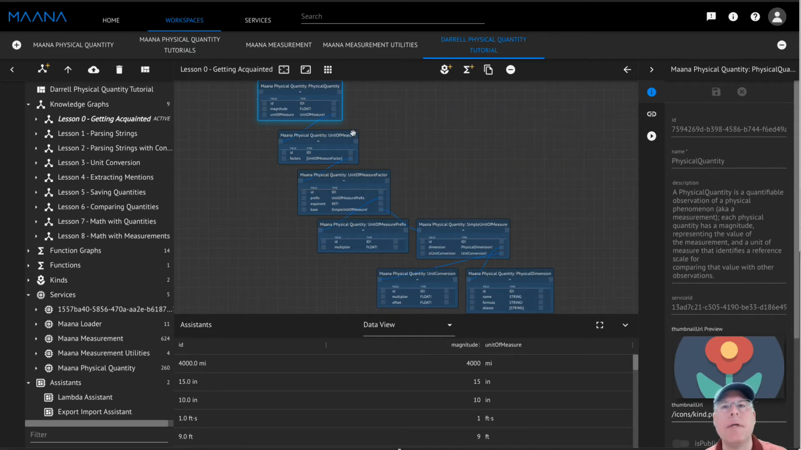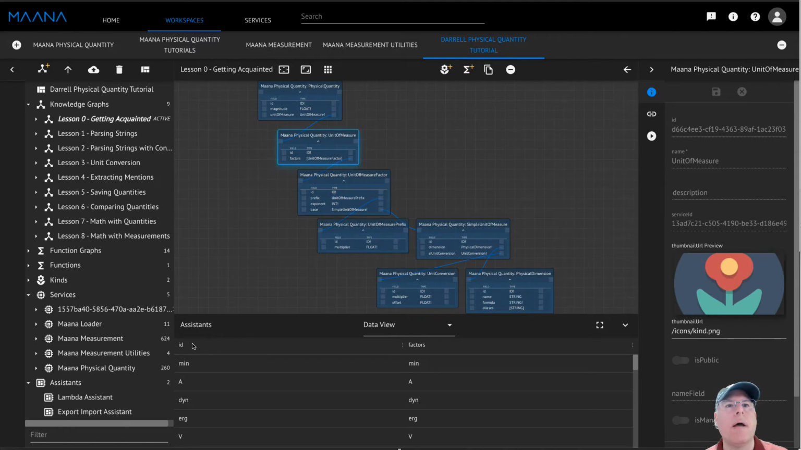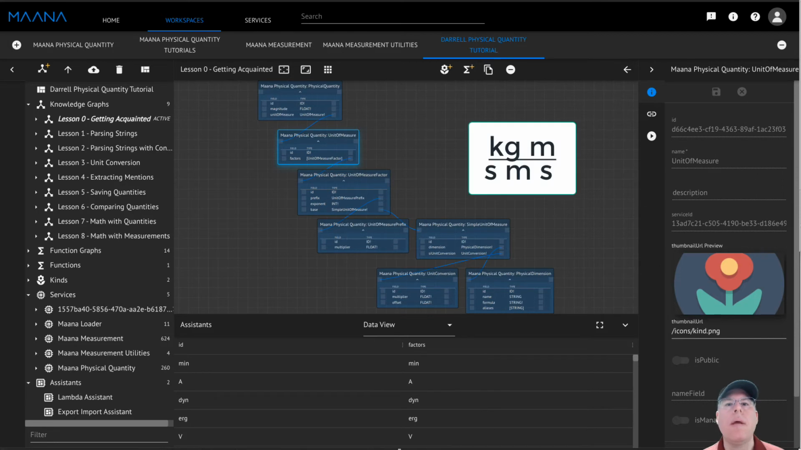If we look at the unit of measure kind, we can see that it has a unique identifier field, which is the surface form of the unit of measure, and a collection of factors, each of which consists of a simple unit of measure, possibly raised to a power, and sometimes with a unit of measure prefix. Because the unit of measure kind is a symbolic representation of how a unit of measure is constructed, we can do things like automatically put the unit of measure into the simplest form, for example, by canceling like terms when they occur in the numerator and denominator of a ratio.